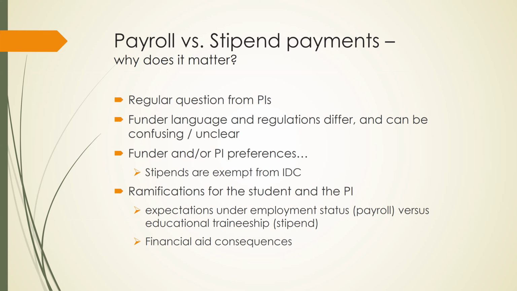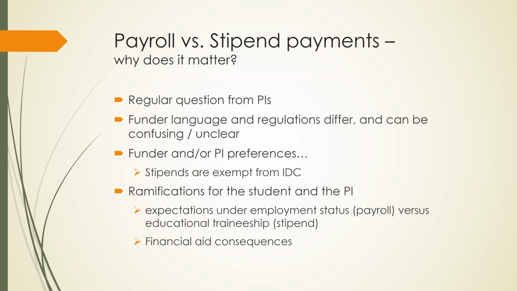is that the language and the regulations that different funders present in their solicitations often differ, and they can often be very confusing and unclear in their guidance as to what kinds of payments you should be using for your students. One other reason why we talk about it is that funders and principal investigators often have preferences one way or the other. One reason why a lot of our PIs bring it up is that stipends are exempt from indirect costs, which should never be a good reason to budget one way or the other.